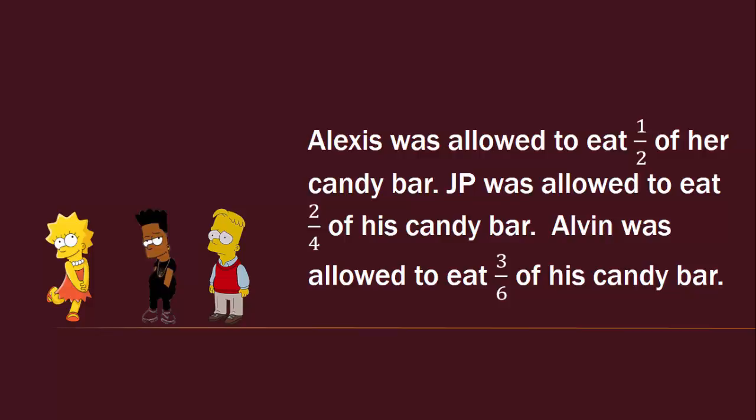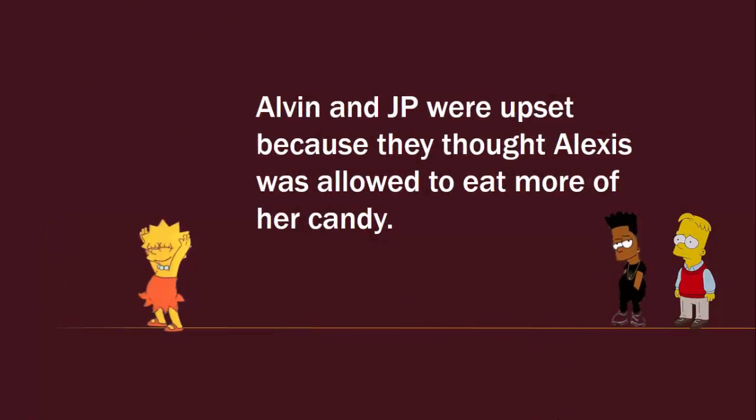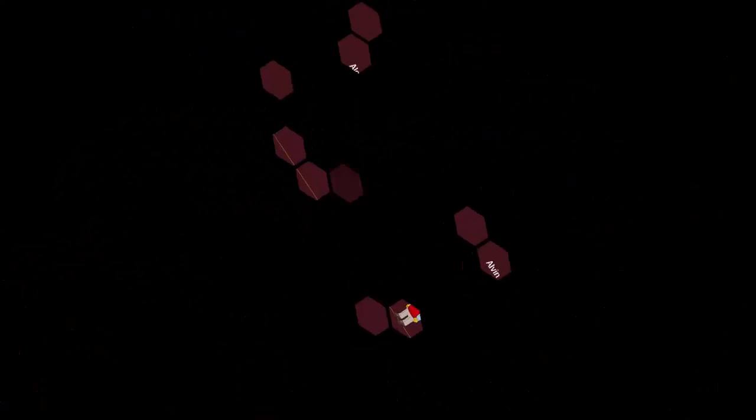Alexis was allowed to eat one half of her candy bar. JP was allowed to eat 2/4 of his candy bar. Alvin was allowed to eat 3/6 of his candy bar. Alvin and JP were really upset because they thought Alexis was allowed to eat more of her candy bar.